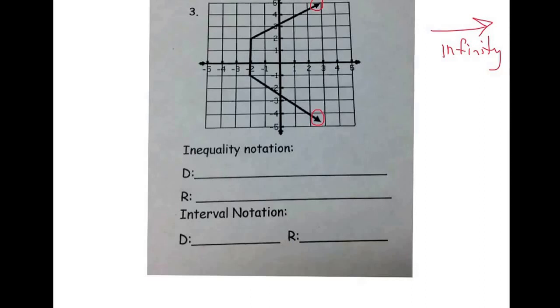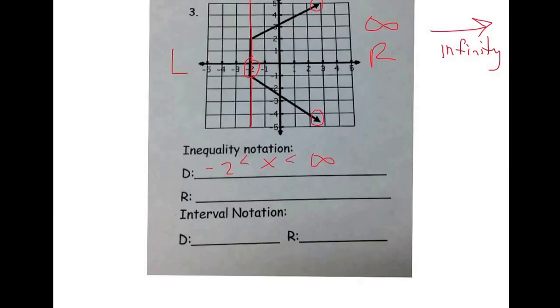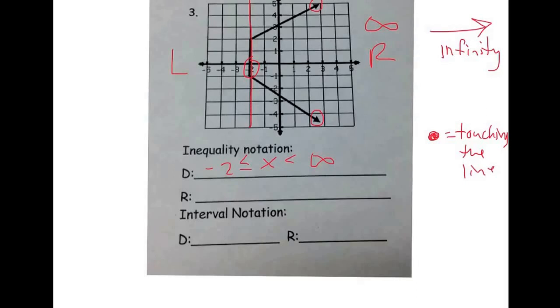So we're going to do domain, so we're going to go left to right. So this graph starts right here at -2. This graph has arrows on the end of it, and so it goes all the way to positive infinity. Start with x in the middle. Start with less thans. Now we don't have any dots anymore, and so this colored in is the same as touching the line. So does the black line touch the red line? And the answer is yes. So that gets equal to. Infinity, we can never get to infinity because there's always one more number, so it stays less than.